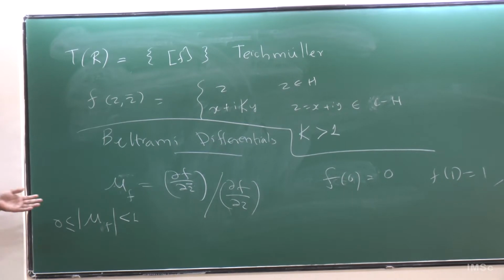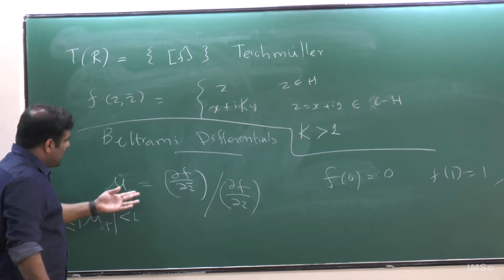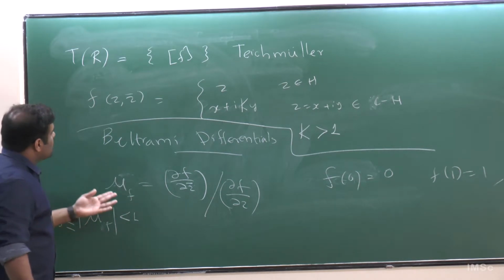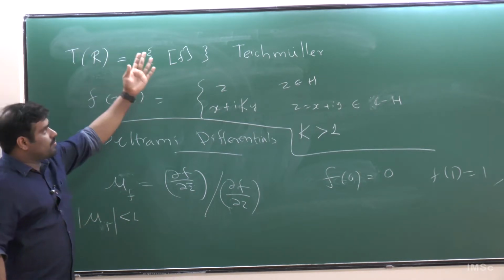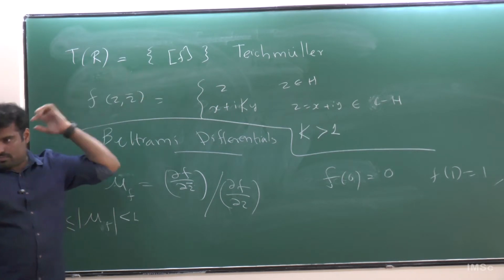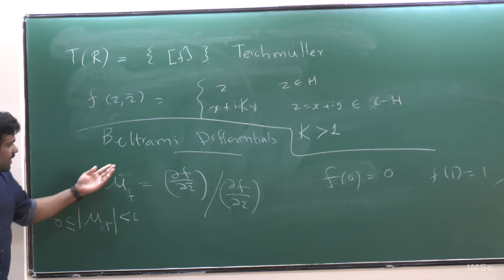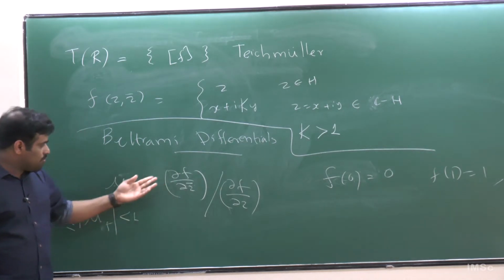So the space of Beltrami differentials can be understood as follows: if I take all inequivalent Beltrami differentials, that again provides me the Teichmuller space. Inequivalent means what? Inequivalent means that I should get a quasi-conformal transformation.